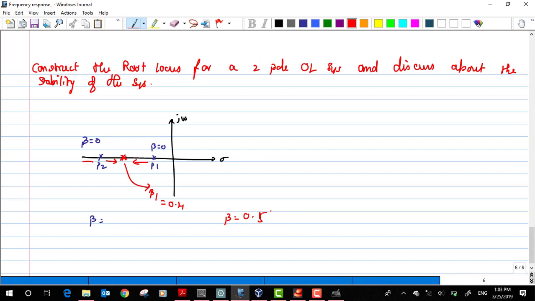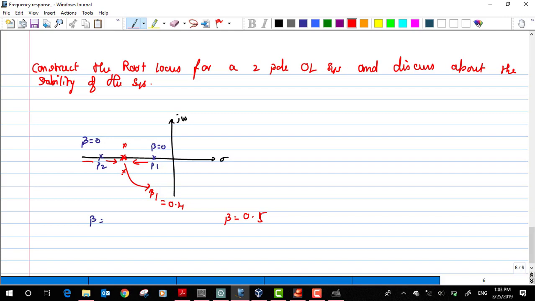Do they cross each other and travel like that? The system can never do that. So one of the poles will go up, the other pole will go down. Okay, so the poles will become complex conjugate. So it is in this particular case that it turns out to be a complex conjugate.